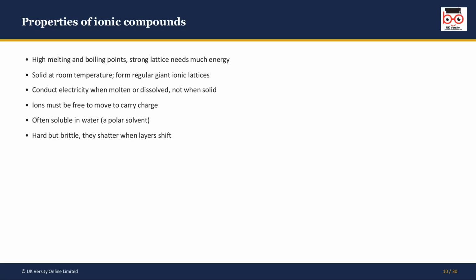Let's look at what ionic compounds are actually like. They have high melting and boiling points because that strong lattice takes a lot of energy to break apart. They're solids at room temperature, forming regular giant ionic lattices. They conduct electricity when molten or dissolved, but not when solid, because the ions have to be free to move to carry charge. They're often soluble in water, which is a polar solvent, and they're hard but brittle, shattering when the layers are forced to shift.